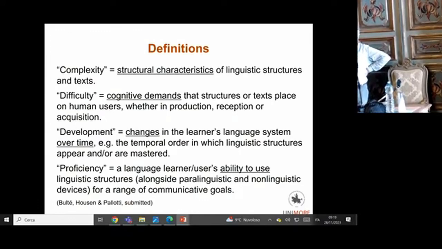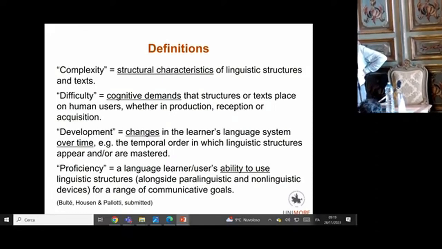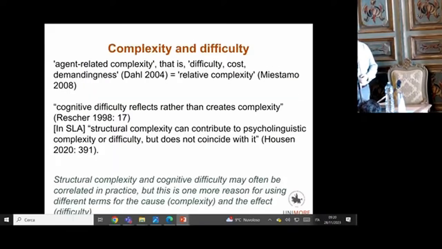We define proficiency as a language learner or user's ability to use linguistic structures for a range of communicative goals. So proficiency includes a communicative dimension, effectiveness, efficacy, functionality. This has to do with proficiency. So if we represent these four different constructs by four different names rather than calling them all complexity, then it becomes clear how we can study their relationships. So let's start by teasing apart complexity and difficulty.